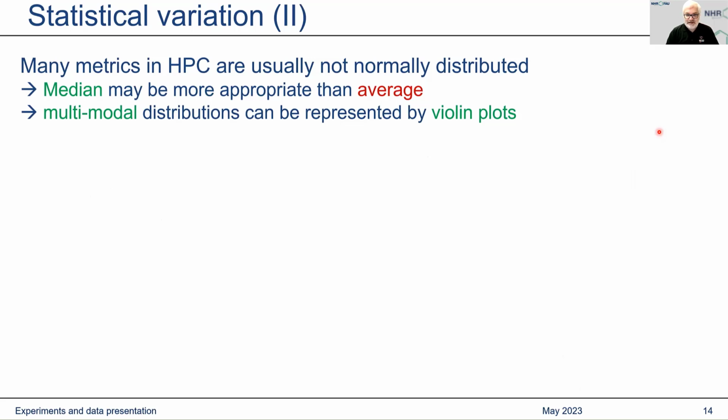As I mentioned multiple times, many metrics in HPC have upper or lower limits, which means if a measurement of such a metric has statistical fluctuations, it's usually not normally distributed. This means that the average of multiple measurements may not be a good way of presenting the data. The median may be more appropriate. Also, sometimes you have multimodal distributions, with several maxima in the histogram, and they can be represented in a variety of ways.